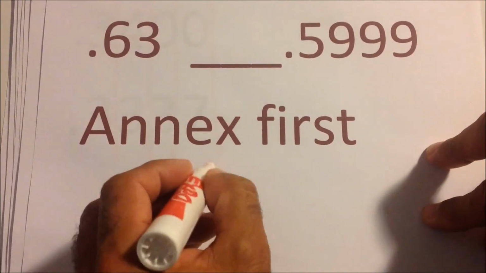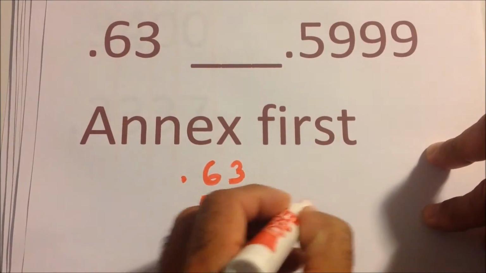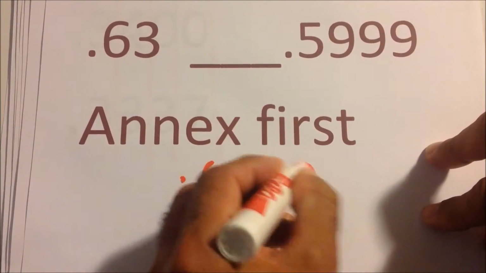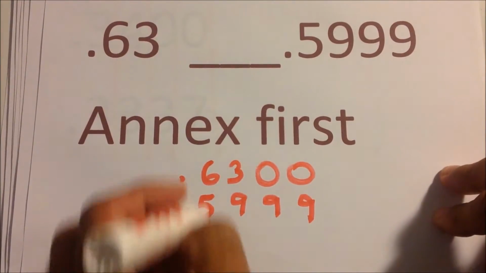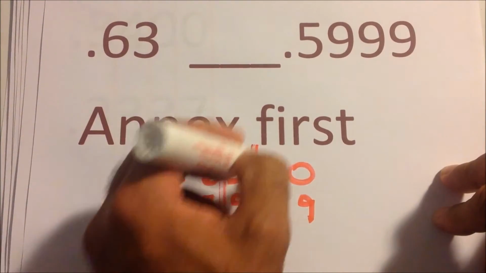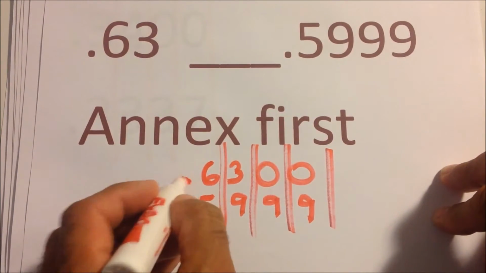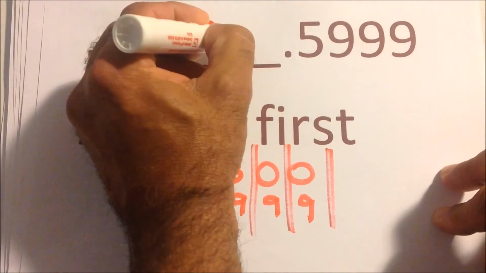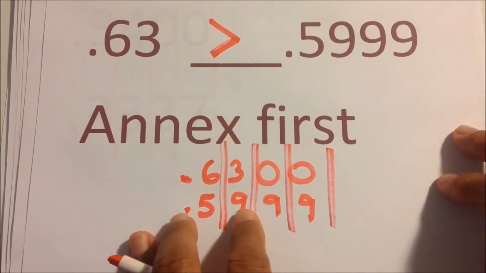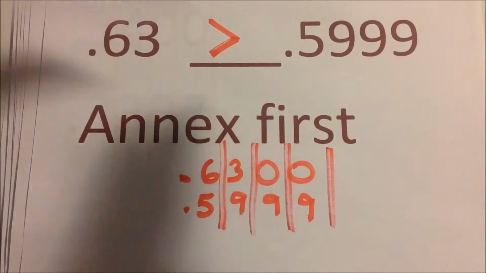Okay, so we have 0.63 and we have 0.5999. So we put zeros, that's what it means when you annex. And we go what? Left to right. So we can make these lines if we want. Boom, you can stop right away. That's a 0.6. We don't have to go any further. So we know 0.63 is greater than 0.5999. Okay. Let's keep going. Try this one.